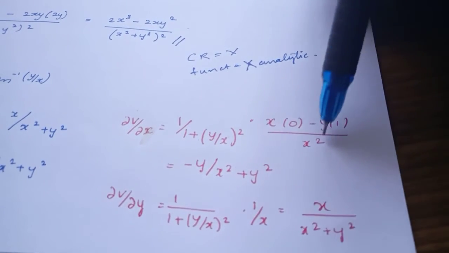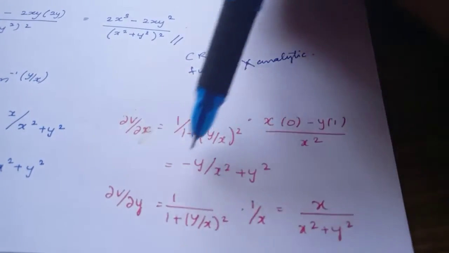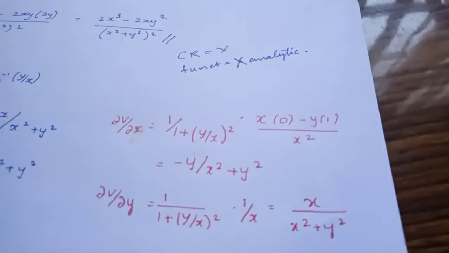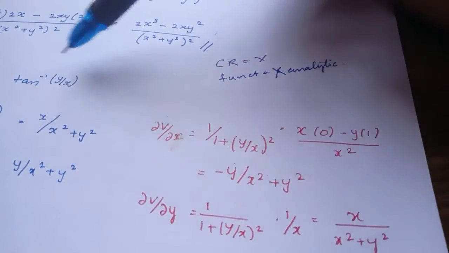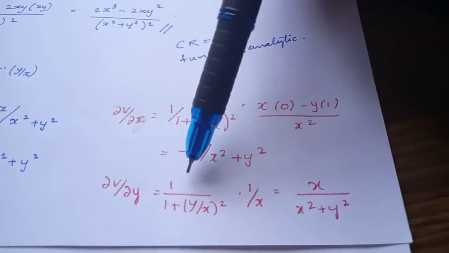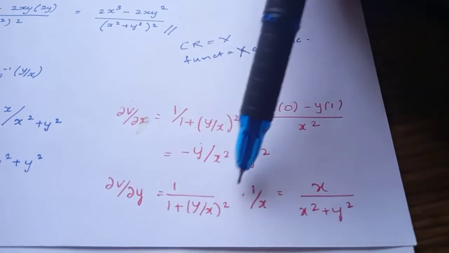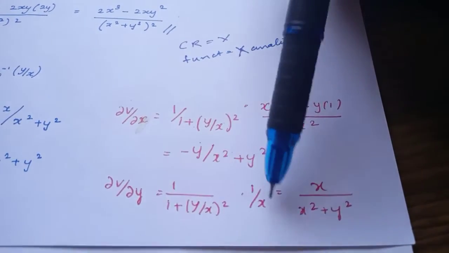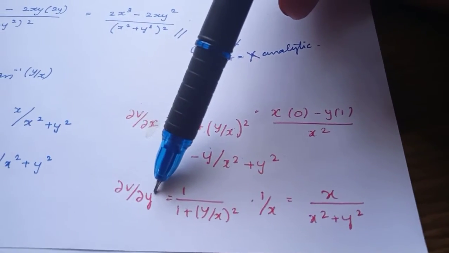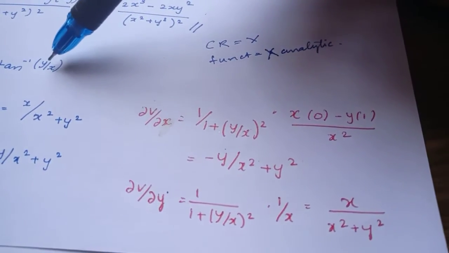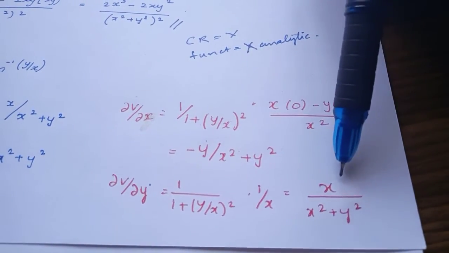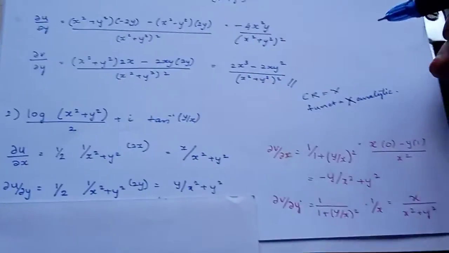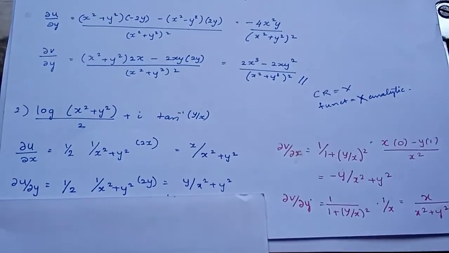You get minus y by x square. So when you simplify the whole answer, you get minus y by x square plus y square. Next, we have to differentiate v, that is tan inverse y by x, with respect to y. That will be 1 by 1 plus (y by x) square into 1 by x, because we are differentiating with respect to y, y in the numerator becomes 1. So that will be 1 by x, which simplifies to x by x square plus y square. So by this we get to know that since the CR equation is satisfied, it is an analytic function.